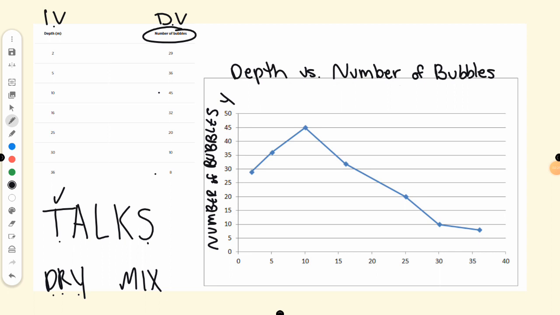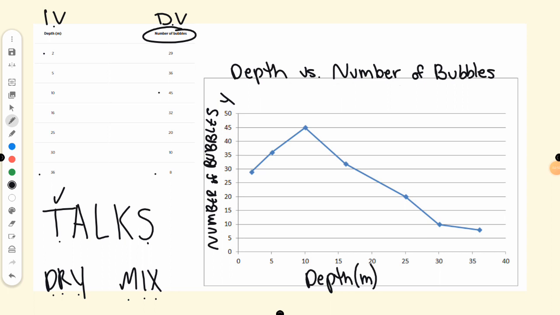All right, now for the MIX part, what is measured, the independent variable, goes on the x-axis. So I'm going to have depth in meters on the bottom. So that is my independent variable. I also went by fives here to make sure that my scale was good because my smallest number was 2 and my largest number was 36. So going by fives gave me a good scale.